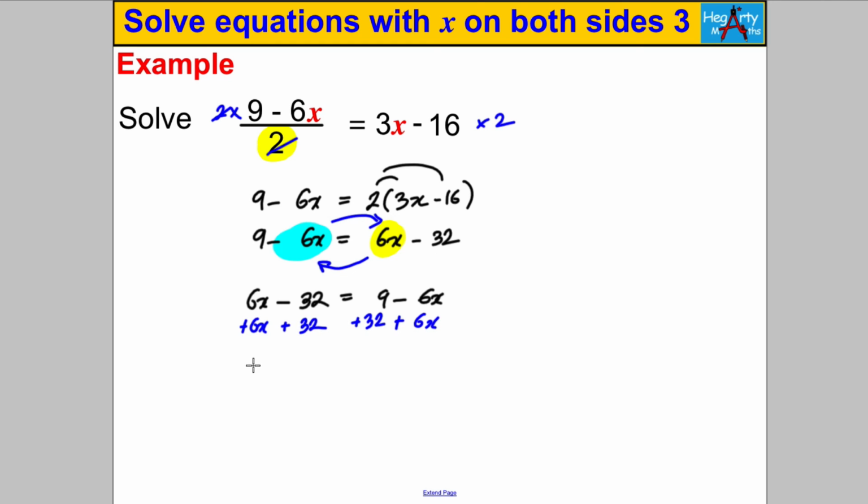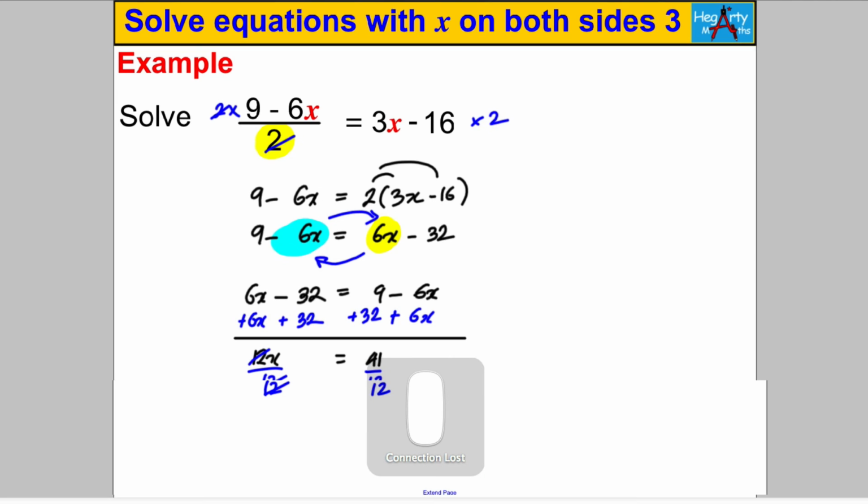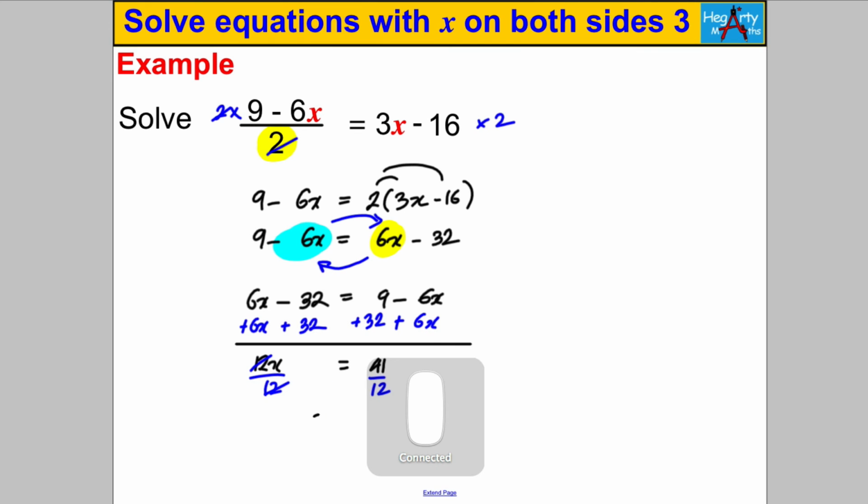And then I'm going to state what I've got. Well, on the left hand side, 6x add 6x is 12x. That's obviously 0, I picked on purpose. 9 add 32 is going to equal 41. Now I'm going to divide both sides by 12, so to undo the multiply by 12, and I'm going to get myself at the end x is equal to 41 over 12, and I'm done.